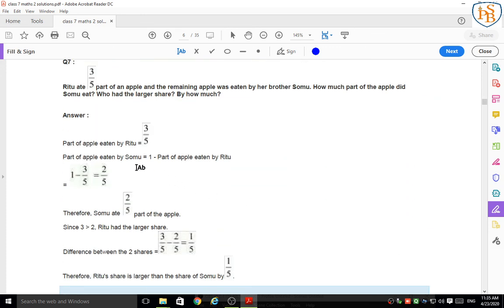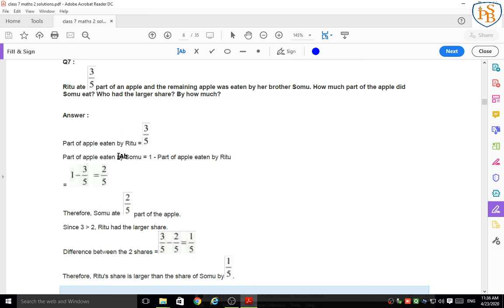Now the 7th question, which is important from the point of view of the exam. Ritu ate 3 upon 5 part of an apple, and the remaining apple was eaten by her brother Somu. How much part of the apple did Somu eat? Who had the larger share, and by how much? There are three questions in one question.